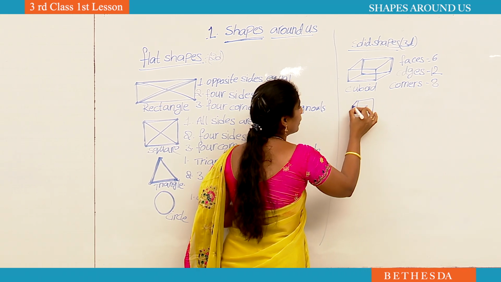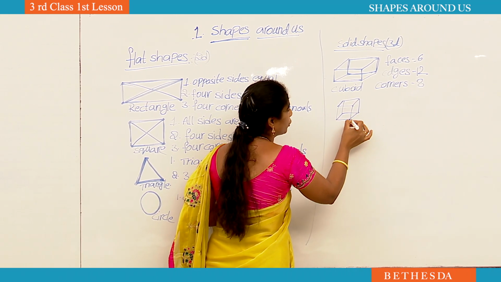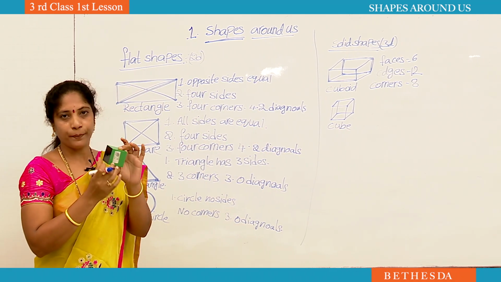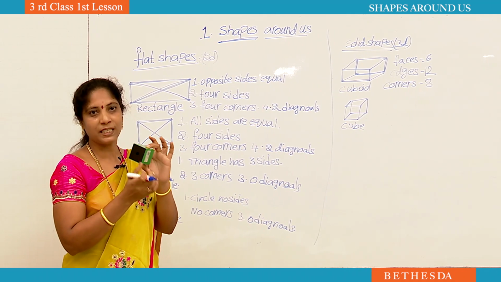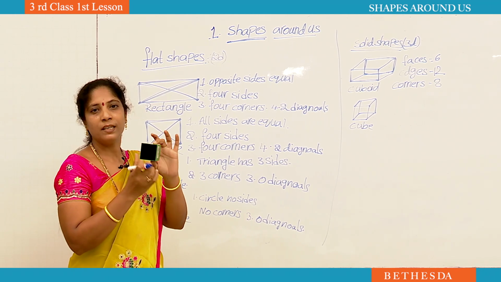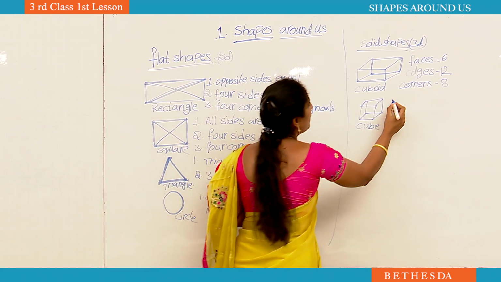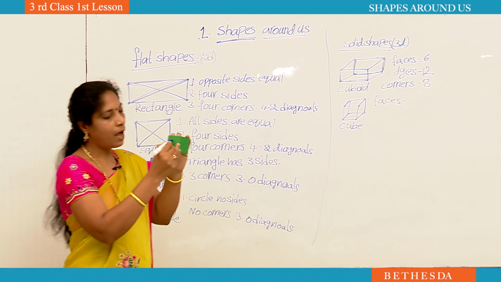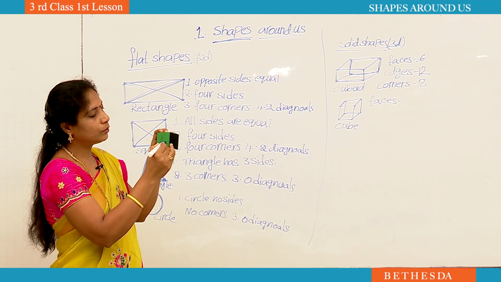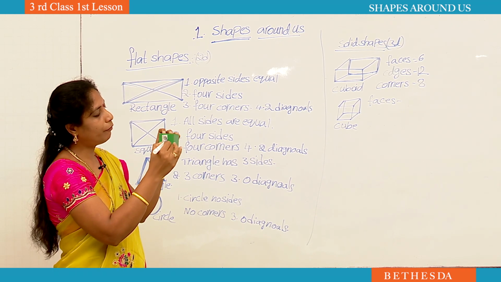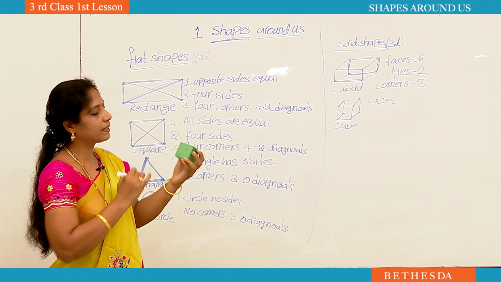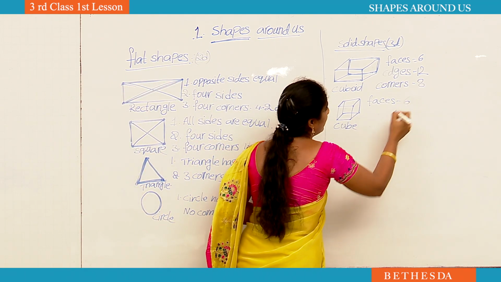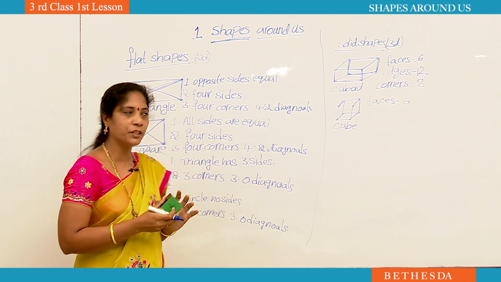Cube. If you observe the faces of the cube, all are square shape. Now, how many faces does a cube have? I will count, all of you see. 1, 2, 3, 4, 5, 6. How many faces does a cube have? 6. Like a cuboid, a cube has 6 faces.